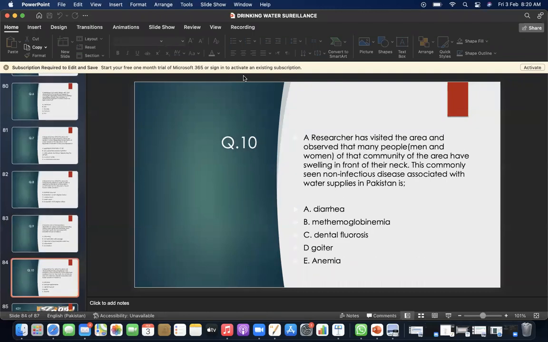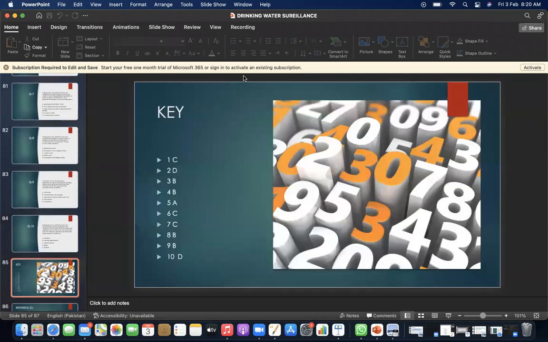Tenth: a researcher has visited the area and observed that many people, men and women of the community, have swelling in the front of their neck. The commonly seen non-infectious disease associated with water supplies in Pakistan is A, diarrhea, B, methemoglobinemia, C, dental fluorosis, D, goiter, E, anemia. Goiter. Yes, it's goiter, D.